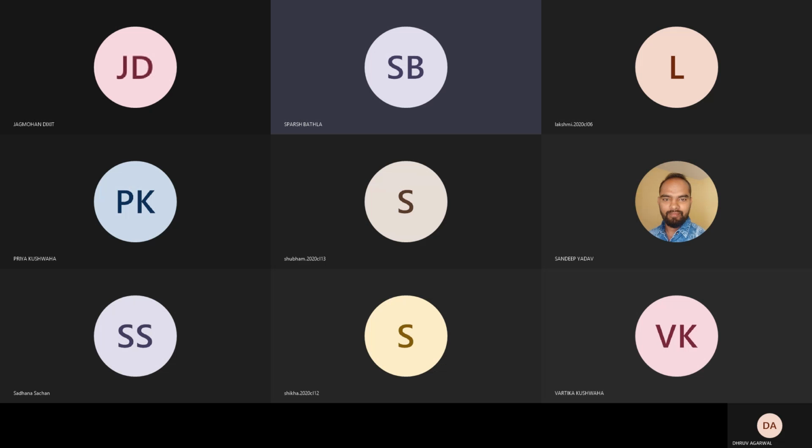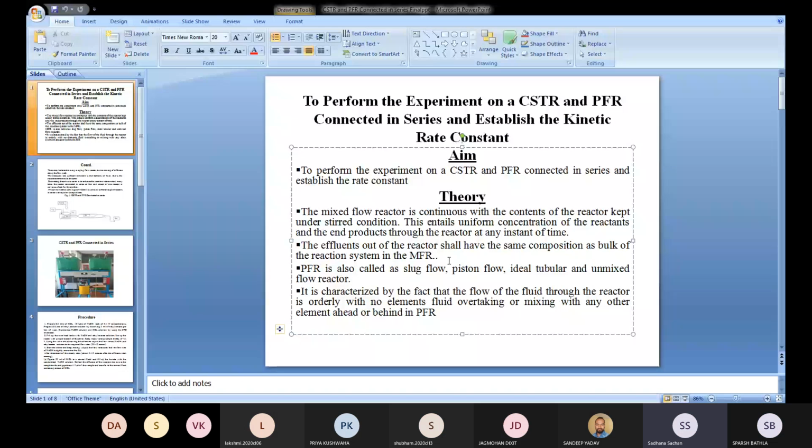Composition is equal to the composition inside the reactor. This is the main feature of CSTR, and in PFR there is no axial mixing. Only the radial mixing. So this is the theory behind this; you can see it from the book also.